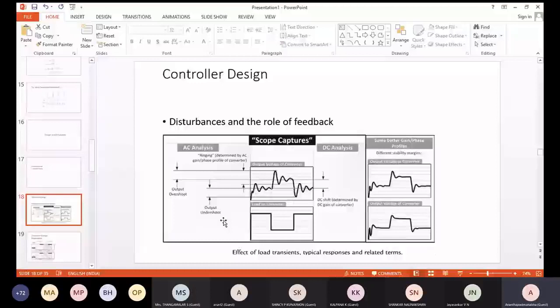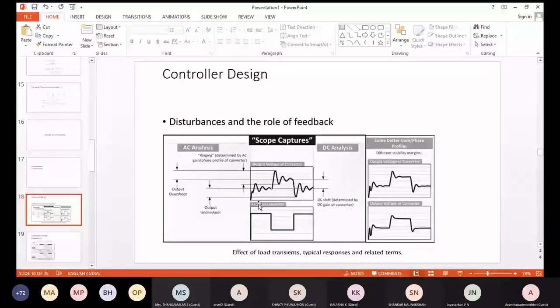That means whenever the controller is going to handle that change in operating point, how is it able to handle that change, and whether it is going to handle that change after some oscillations, or if at all oscillations are there, how much oscillations. That is what's called AC analysis. So here you see very good intuitive figures.